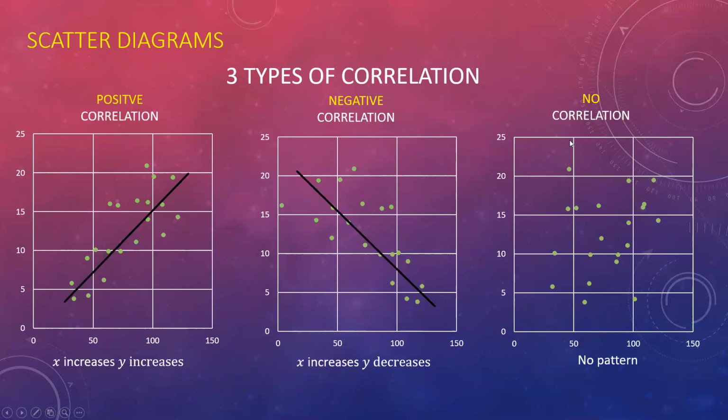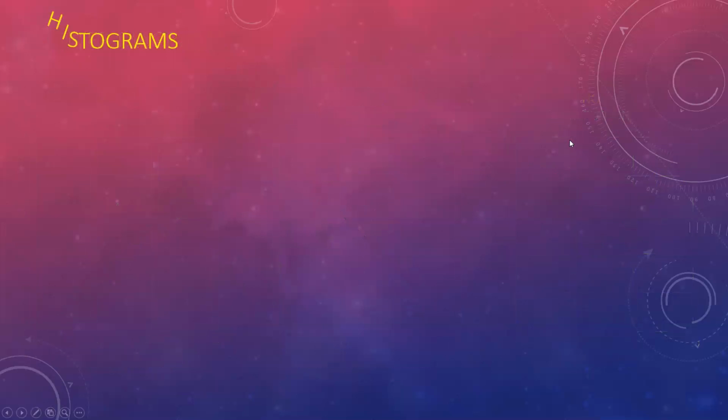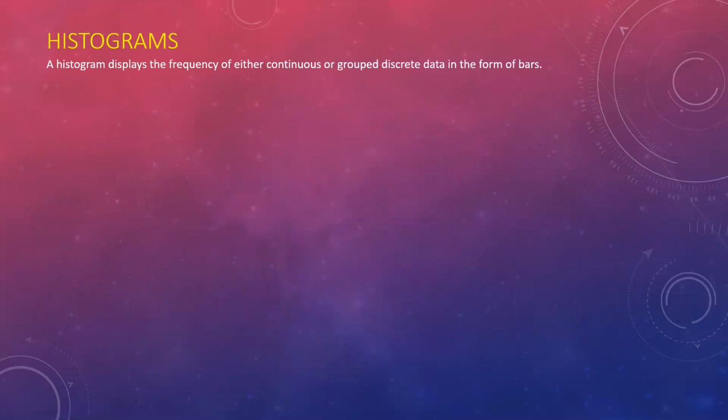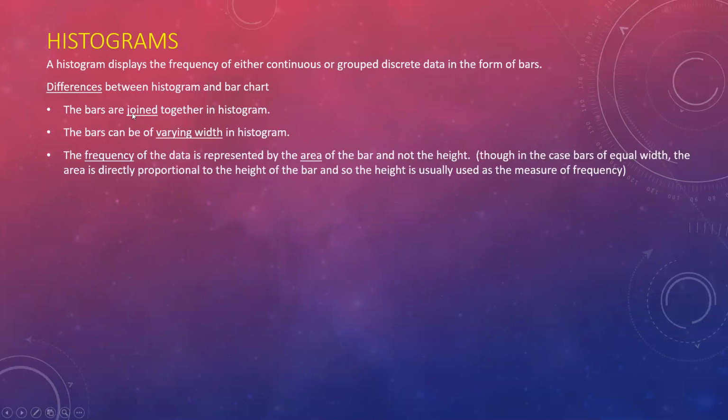Okay, next one is called histogram. A histogram is actually a kind of bar chart, but the difference between a histogram and a bar chart is that in a bar chart, the bars are not connected together, just like what I said in the previous video.